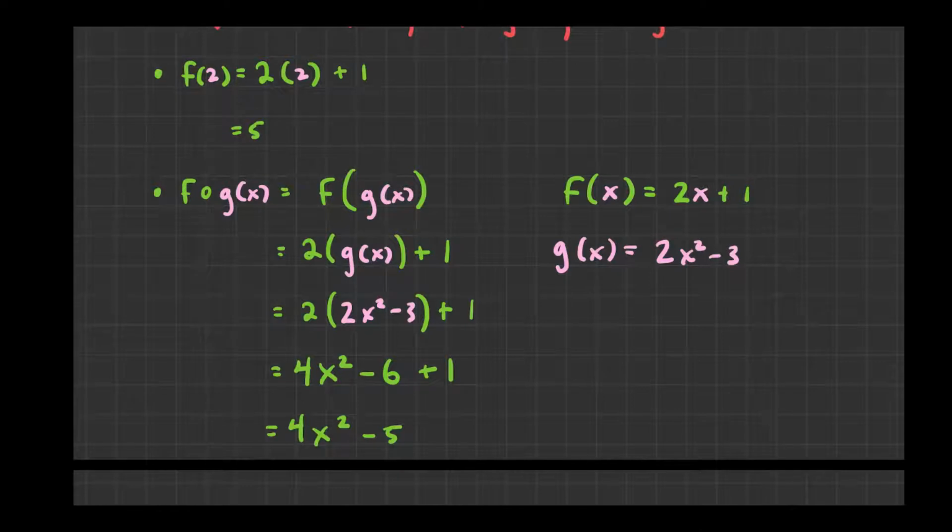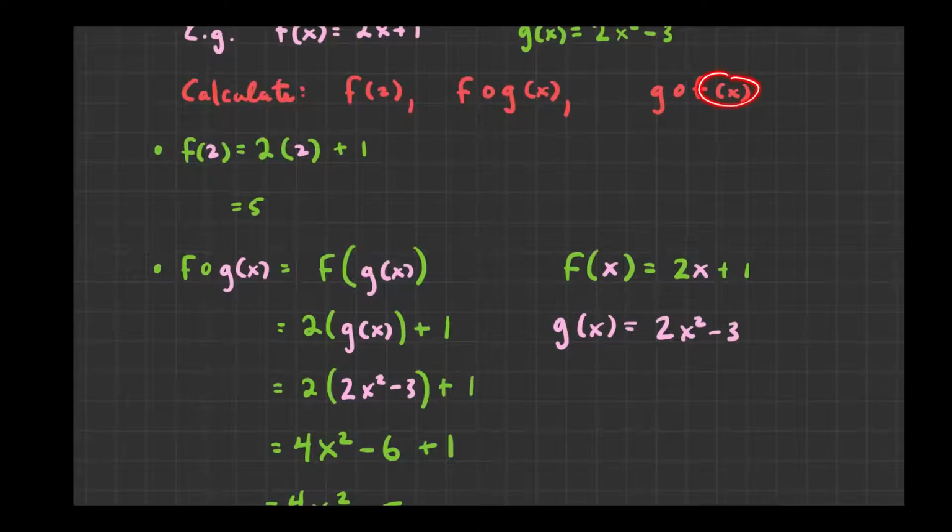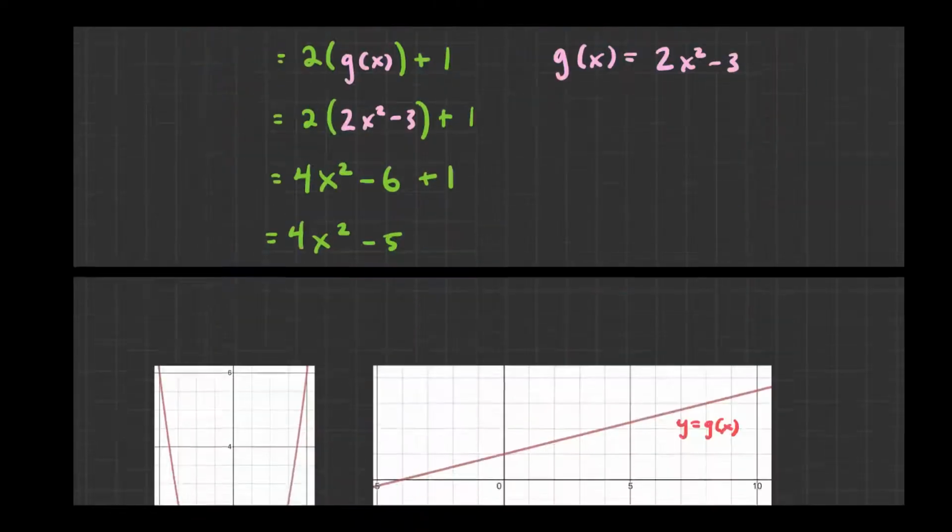Now let's take a look and see what happens if we do it the other way around. Like if we plug f into g this time, because this time we plugged g into f. Let's see what happens if we plug f into g. Okay, so we just finished doing this one. Let's do this one now.